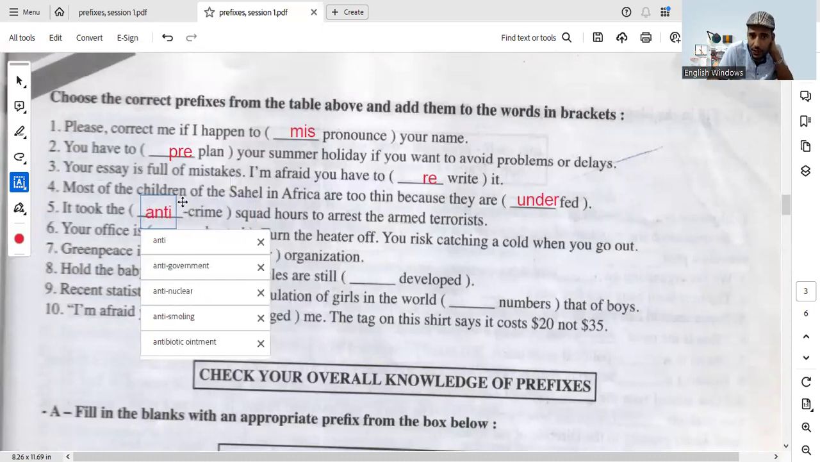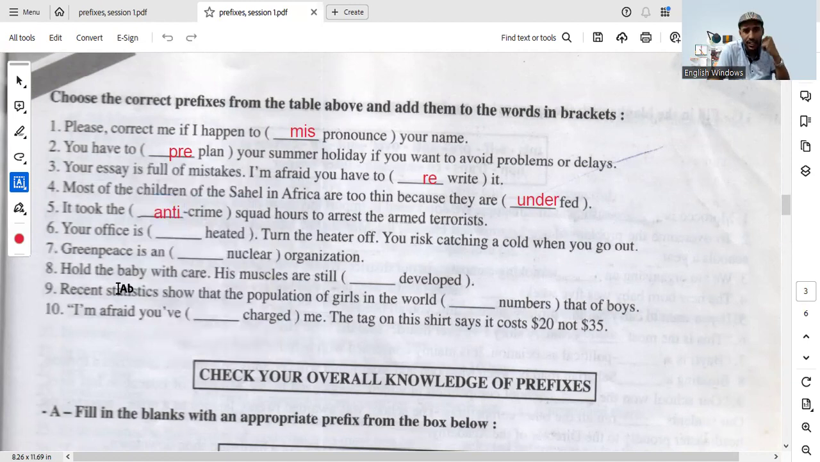Okay, good. Number 6. So your office is heated. Turn the heater off. You risk catching a cold when you go out. Overheated.